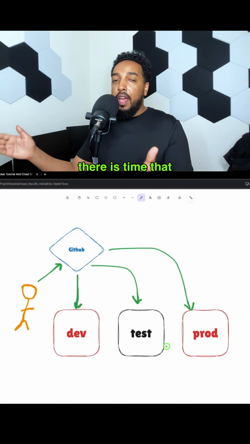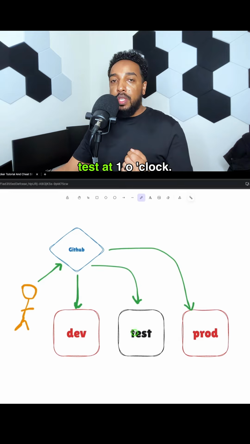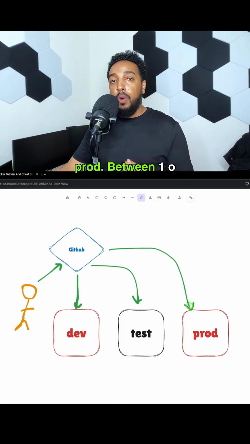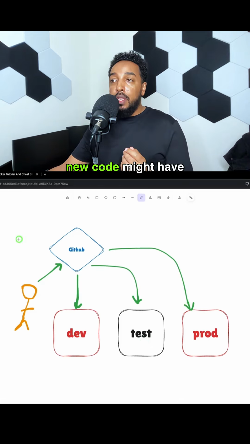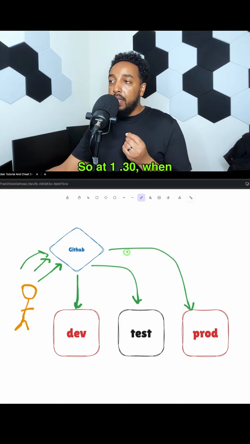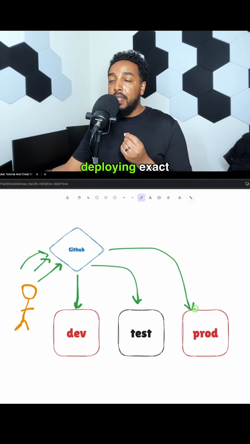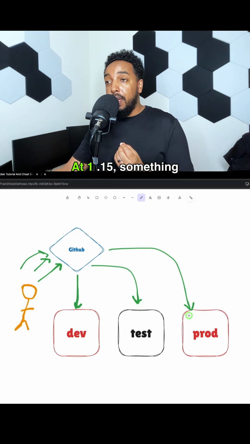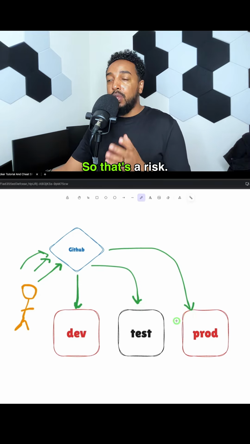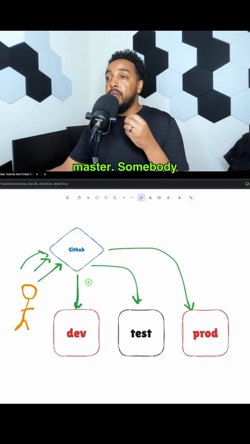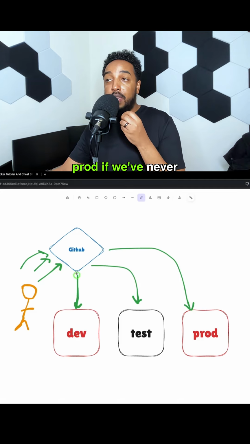But there is time that passes by. Let's say the master branch deploys to test at 1 o'clock. It takes 30 minutes to finish all the tests and everything, and by 1:30 we deploy to prod. Between 1 o'clock and 1:30, new code might have been checked into master. So at 1:30, when we deploy to prod, we're not necessarily deploying the exact same code that was tested prior to deploying to prod. At 1:15, something new has been added. So that's a risk. Somebody has to manage that. Somebody has to make sure we don't merge anything into master, and that we don't deploy to prod if it's never been tested.